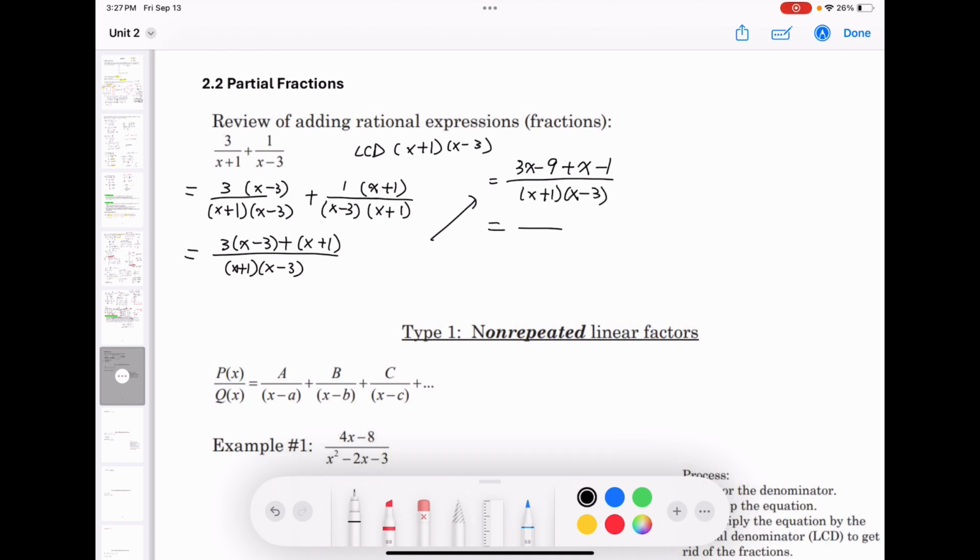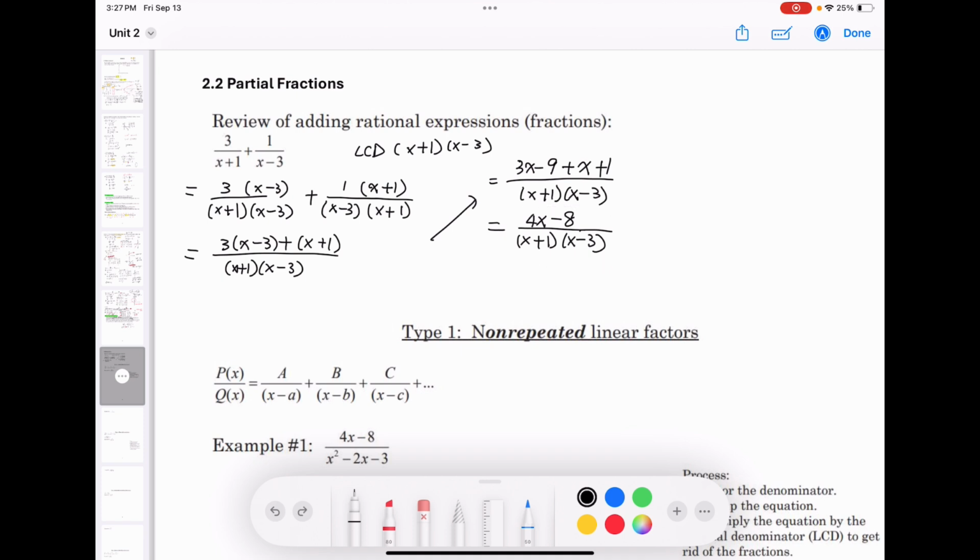So the top is 4x plus, this is, there's something wrong. Here is addition. So 4x minus 8. Okay, all divided by the LCD. Okay, you see, we combine two rational expressions into one.